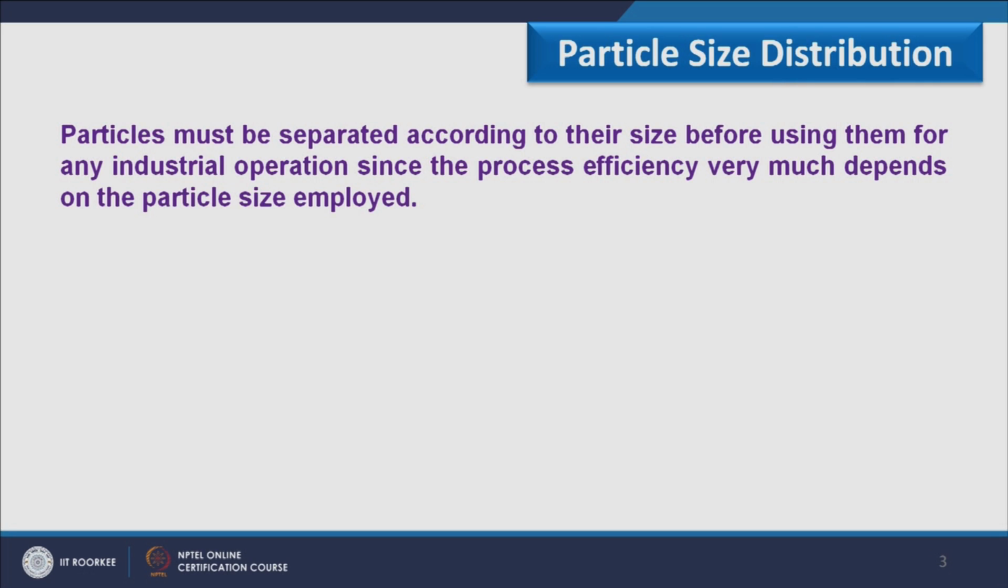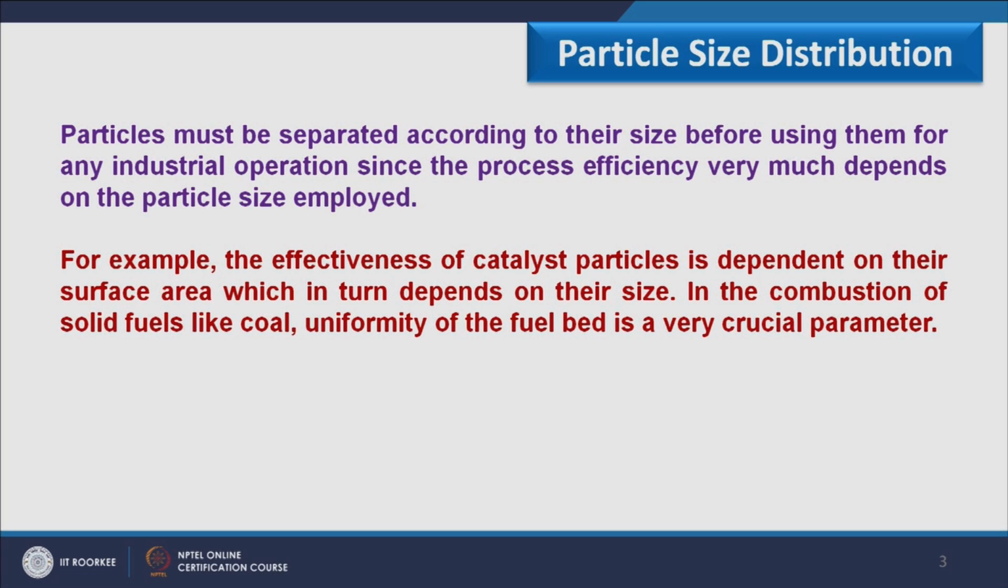If you remember the first lecture of this course, the introduction, we discussed that the success and failure of a product depends on particle size. Therefore, measuring the particle size or separating particles according to their size is important for industrial operations. For example, the effectiveness of catalyst particles depends on their surface area, which in turn depends on their size. In the combustion of solid fuels such as coal, uniformity of the fuel bed is a very crucial parameter.